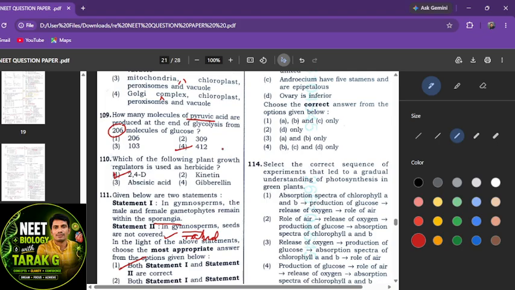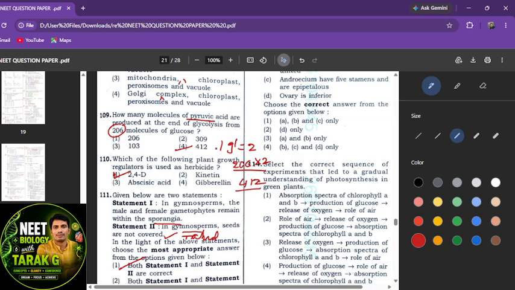Here generally one molecule of glucose gives 2 molecules of pyruvic acid. Then how many? 206 participated. Then 206 into 2, you will get 412. 412 is the correct answer.